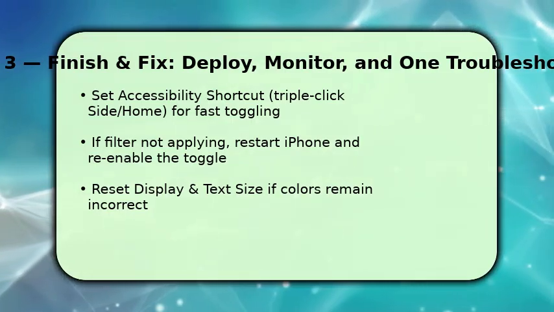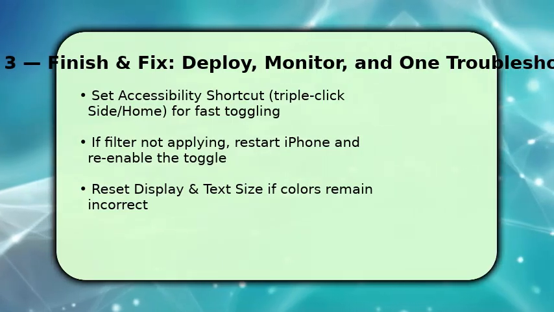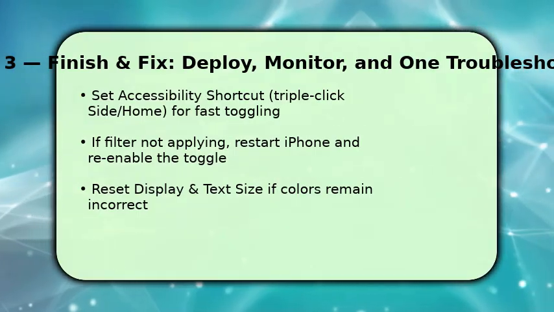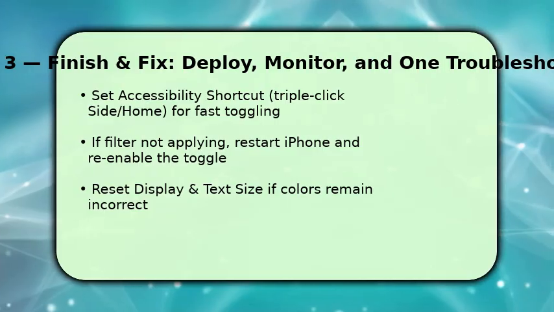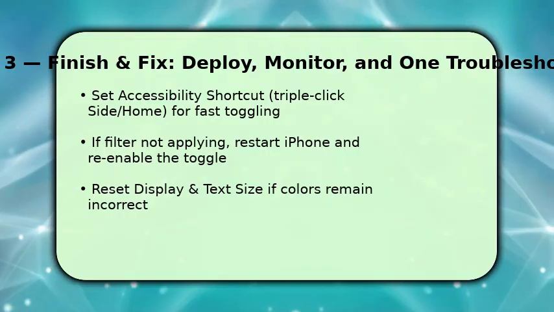If filters don't apply, restart your iPhone and re-enable the toggle. That refreshes system rendering. As a final fix, reset display and text size settings if colors still look wrong. This clears accidental edits and restores predictable behavior across apps.